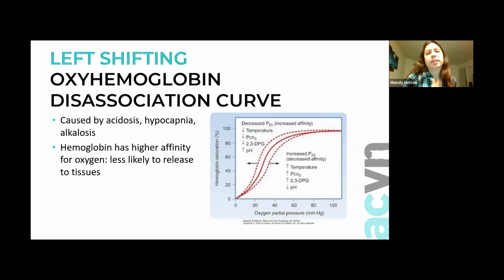These patients are often hypocapnic because they're having difficulty ventilating, and they're also hypothermic because they're not perfusing their tissues. They're alkalotic a lot of times because they're breathing off a lot of that carbon dioxide. So those patients are going to have higher affinity. Even if they are pulse oxing at 100%, they may not be releasing that oxygen to their tissues, so their tissues may still be hypoxic.